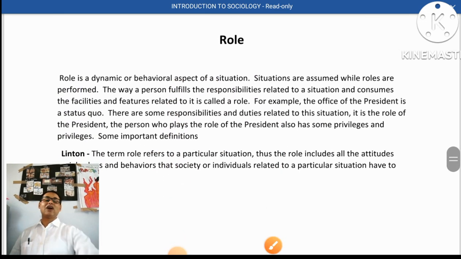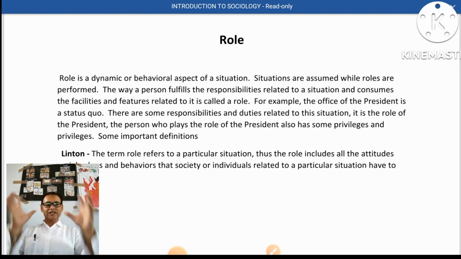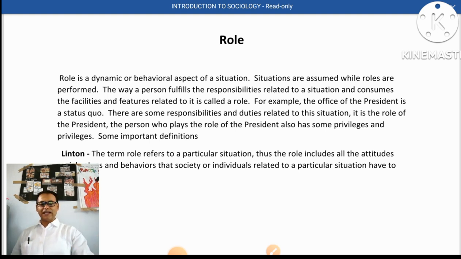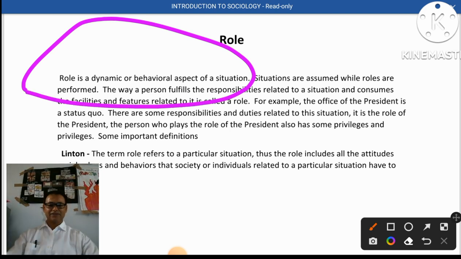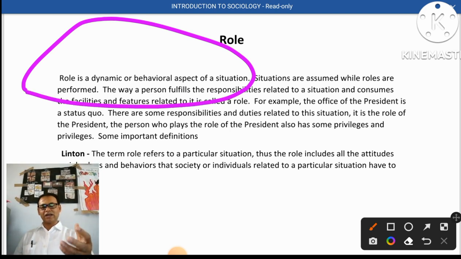And now we will discuss role. As we have discussed earlier, status and role are interrelated. Status is a position in society and role is the dynamic aspect of a status. Role is performance, role is work, how you work with your position, with your status. Role is the dynamic behavioral aspect of status. Statuses are assumed while roles are performed.